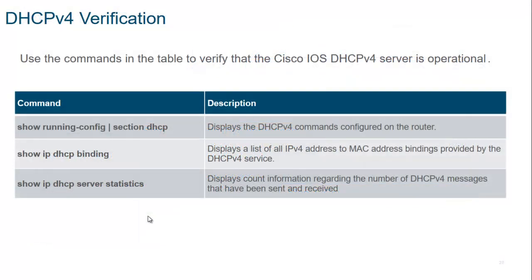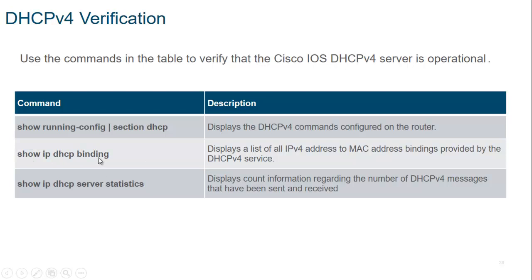Once you have configured, of course, verification comes. No configuration is done without verification. And if you're doing something like DHCP, it is more important to do verification to make sure that there are no errors. Use the commands in the table to verify that the Cisco IOS DHCP version 4 server is operational. So you can use show running config. If you want to focus on the section of DHCP, you can write show running config | section DHCP. It will display the DHCP version 4 commands configured on the router.